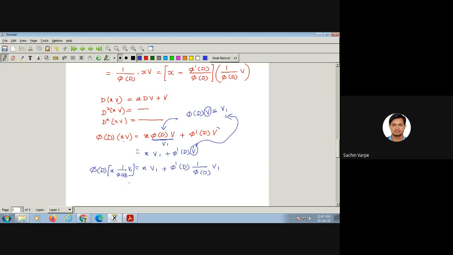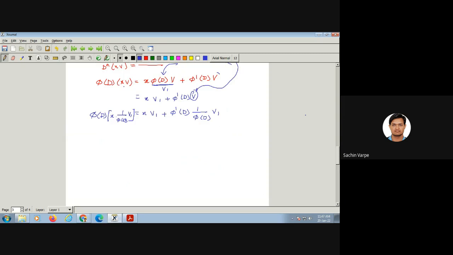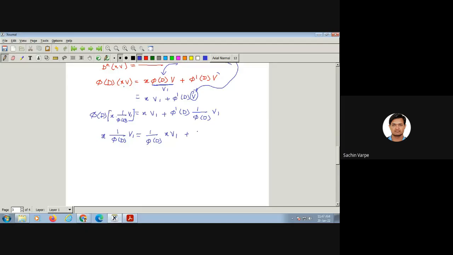So what we can do? We operate 1 upon phi of d on both sides. What we get then? 1 upon phi of d. तो यहाँ phi of d कैंसिल हो जाएगा. We will get x into 1 upon phi of d into v1 is equal to, इसके ऊपर 1 upon phi of d ऑपरेट करूंगा, 1 upon phi of d into phi dash of d, 1 upon phi of d into v1.